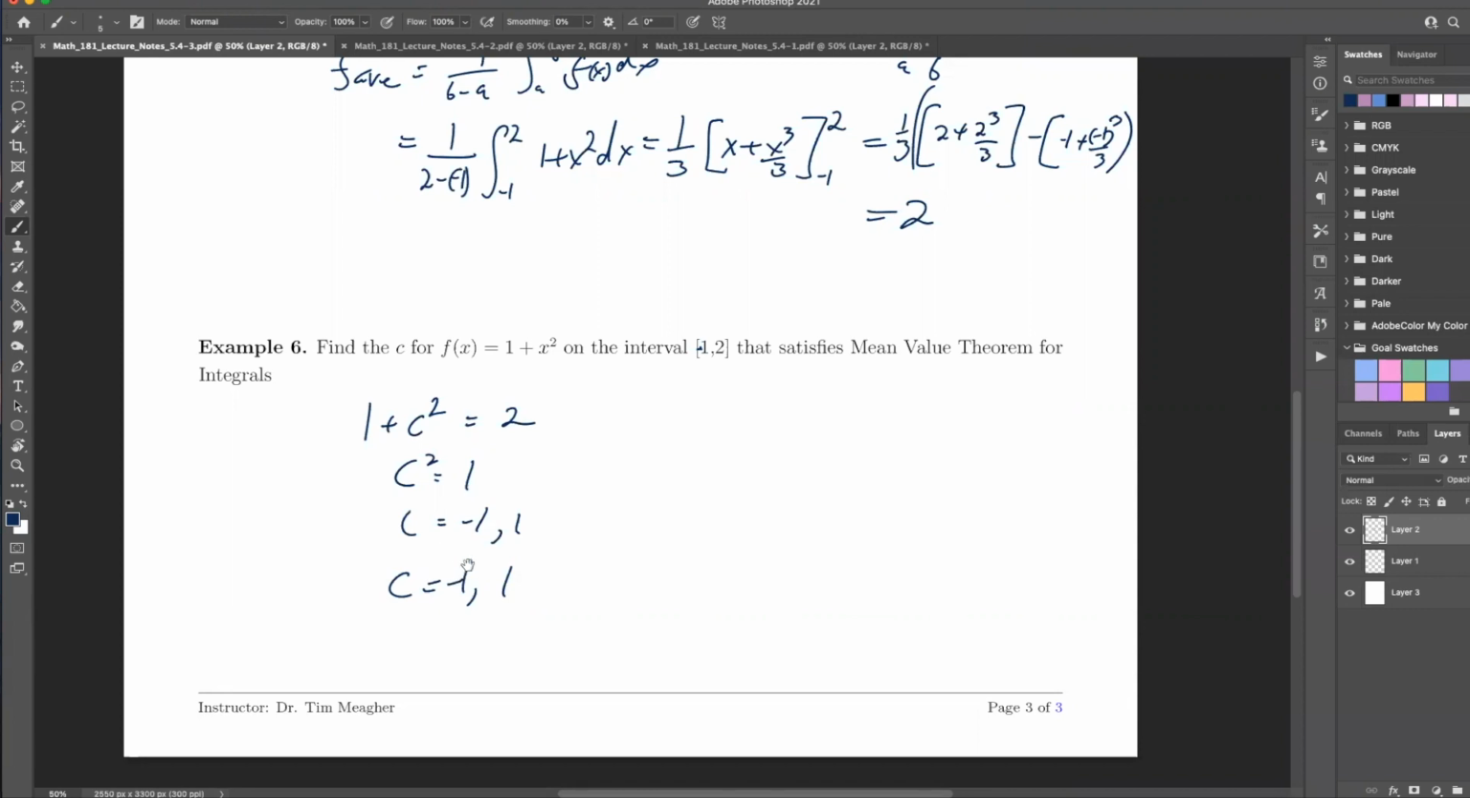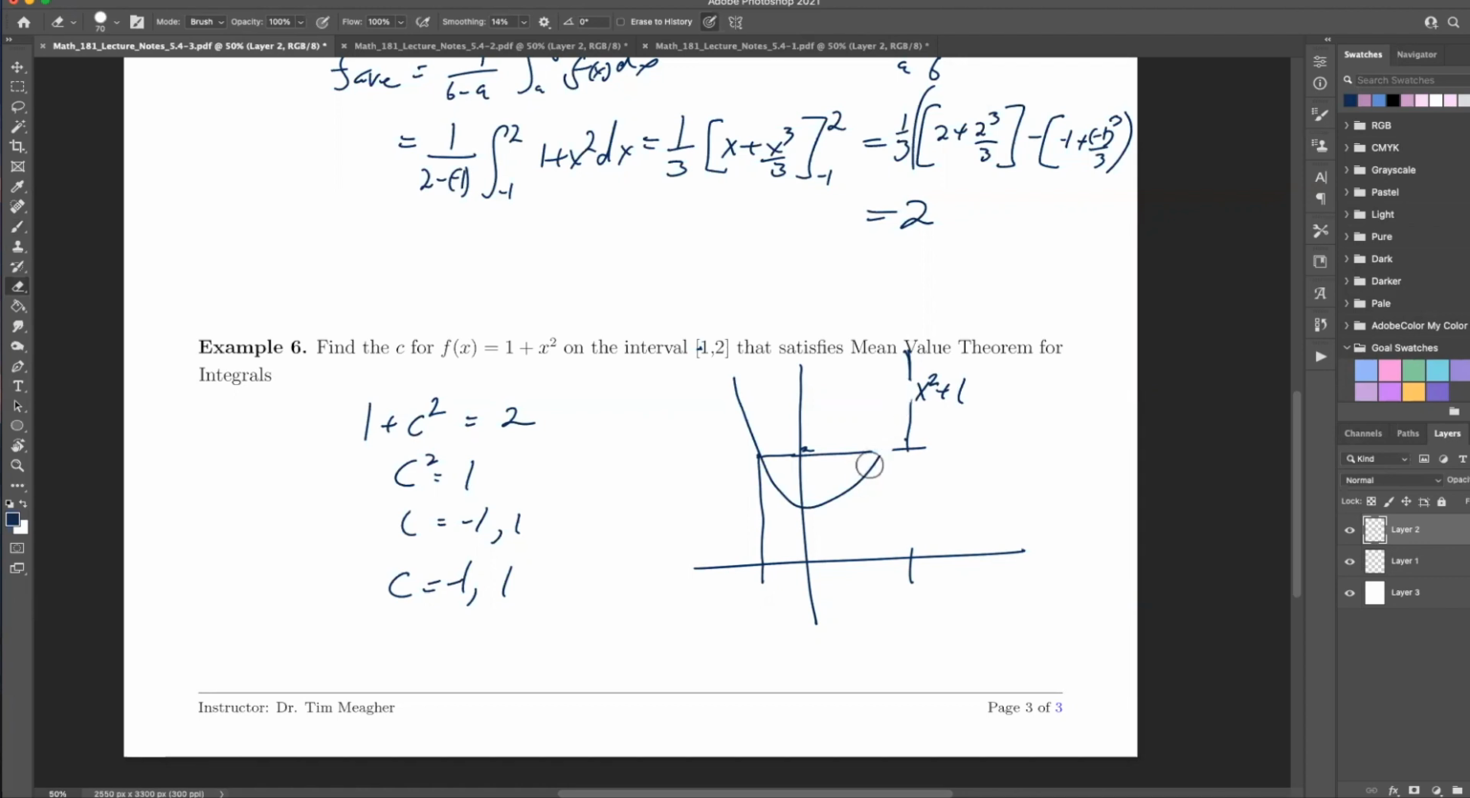Because here C equals 1 is equal to the mean value, and C equals negative 1. So let me kind of show you. Let me draw it for you. And so here we have, this is x squared plus 1. So it's just x squared raised by 1. We're going to start here at minus 1. And so that's at 2. And then I'm going to go to 2. Like that. Let me see if I can make this a teeny bit more even.